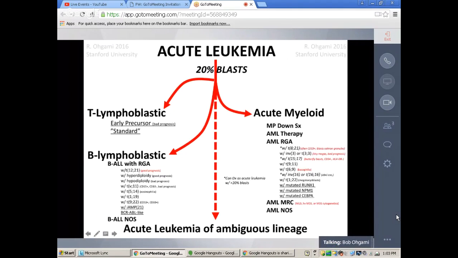So we have 20% blasts in our roadmap. We're in acute leukemia land. We don't have CD3 expression. We do have CD19 and CD79a expression and CD64 and CD11c. So you could be confused. Well, do I go to AML? Do I go to B-lymphoblastic leukemia? What you should do in that case, when you can't fit into any of those major three nice categories, is you end up in the acute leukemia of ambiguous lineage land.